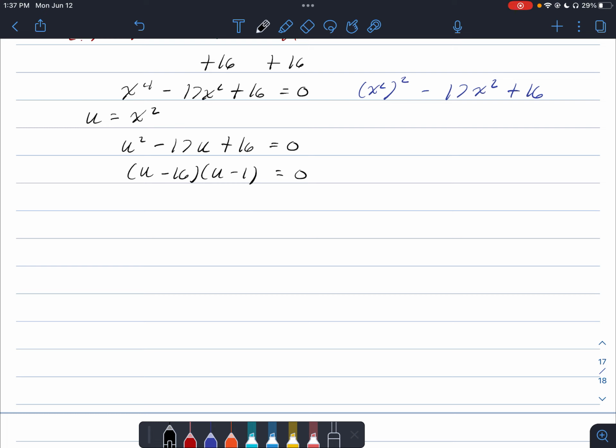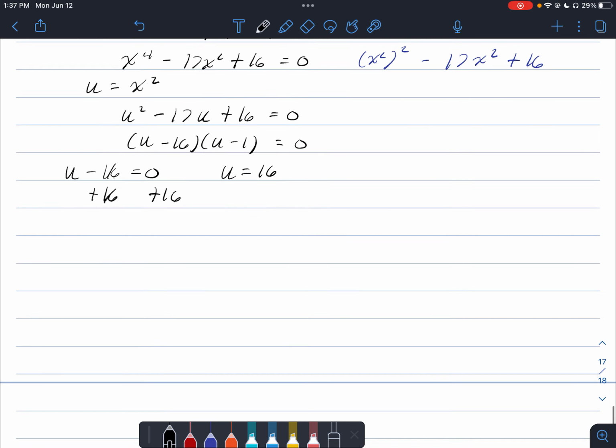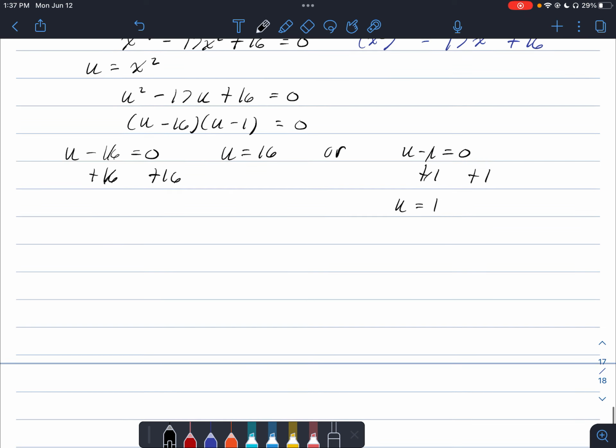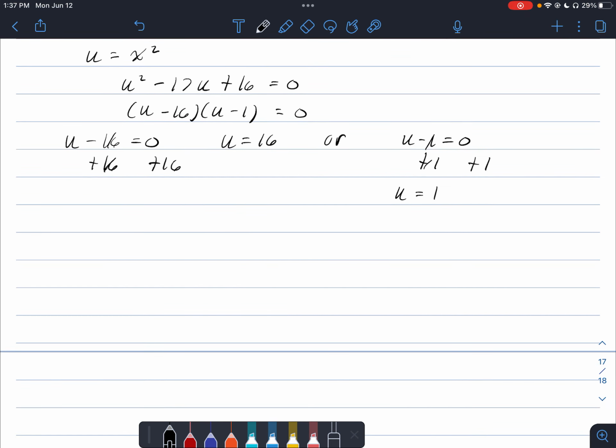So we would set each of these equal to 0. So we'd have u minus 16 equals 0. We can add 16 to both sides, and we get u equals 16. Or we get u minus 1 equals 0, and we get that u equals 1. So u equals 16 or u equals 1. But remember, we said u was equal to x squared. So really, this is x squared equals 16, or x squared equals 1.